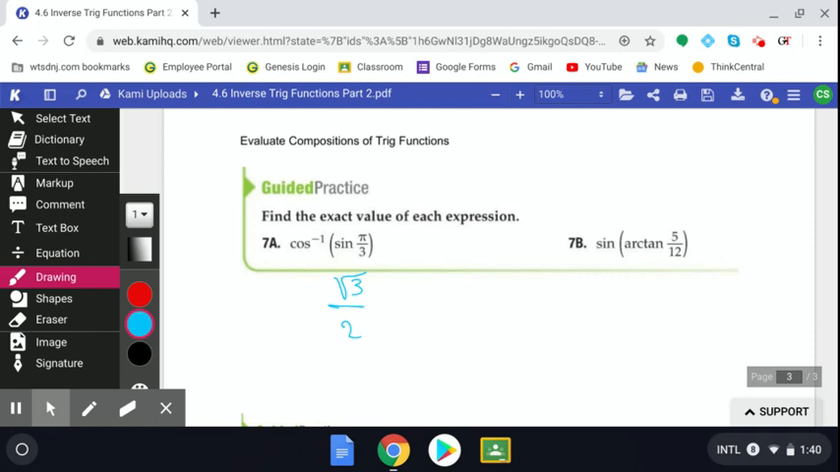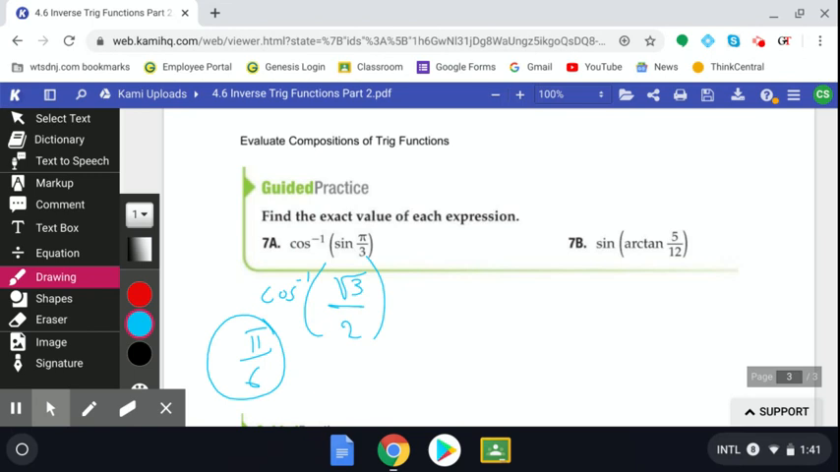Now the question is, what angle has cosine equal to radical 3 over 2, but between 0 and pi? Because it's a cosine, it would have to be the complementary angle, right? So it would have to be pi over 6. Pi over 6 has a cosine value that equals that and is in the range. Okay?